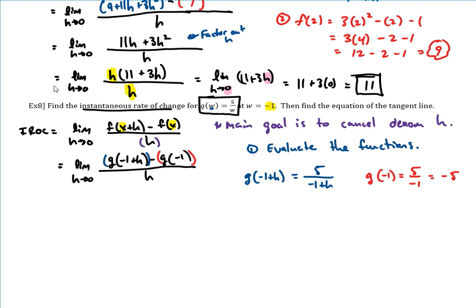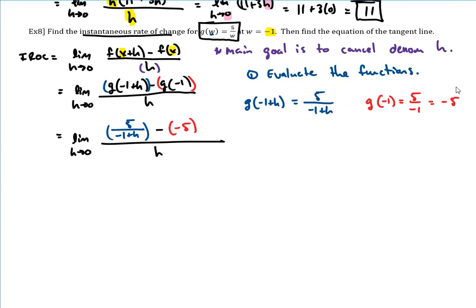Okay, so there's that. Now we'll substitute those into our equation. So evaluate the functions and then plug them into your formula. In the blue, we have the 5 over -1 plus h, and then minus the red, which was -5, so we could simplify that right there, all divided by h.